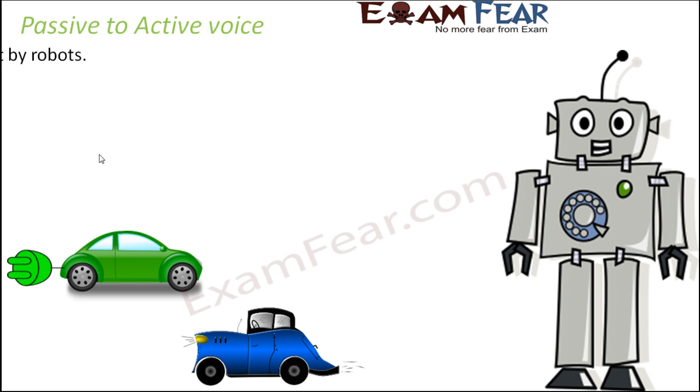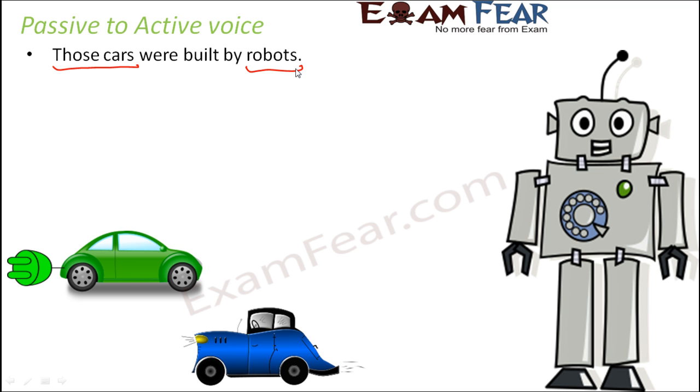The next one. Those cars were built by robots. So here you see the subject and the object, and we need to interchange them. So robots, those cars. Now look at what you have in the verb: were built. The presence of were tells us that this is also in the past tense. So we have to use the second form of the verb. The first form is build, the second form is built, the third form is built. So robots built those cars.